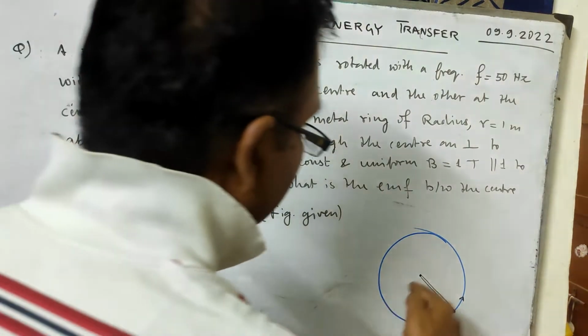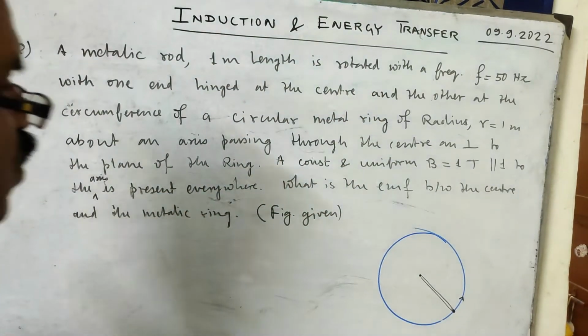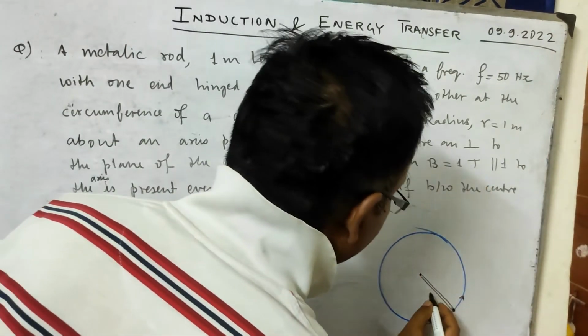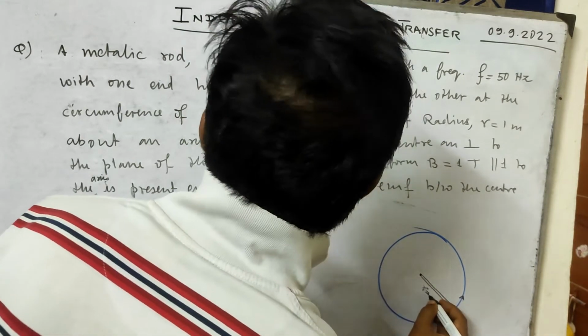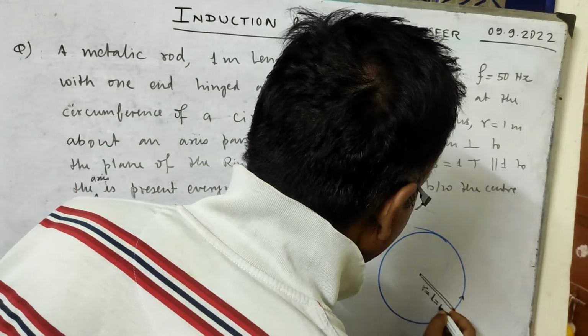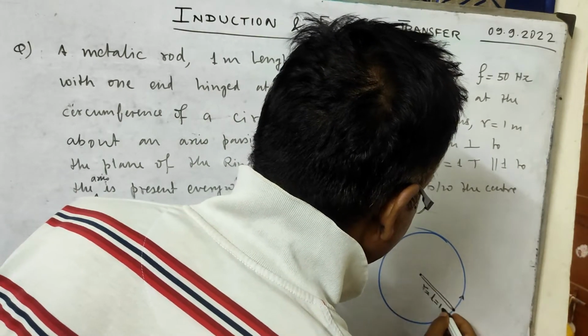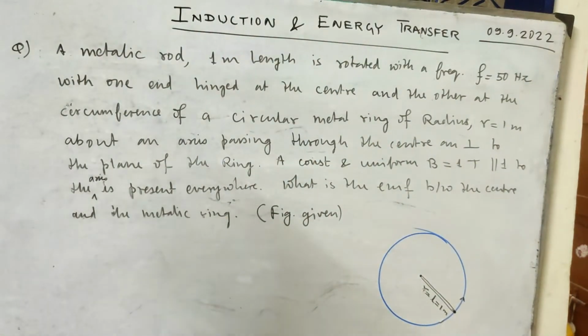Now here you have the axis. About this axis only it is rotating, at the center. So R is equal to 1 meter. R, the radius of the ring, is equal to the length of the rod, L, which is equal to 1 meter. Am I correct? Fine. So this much we came to know.